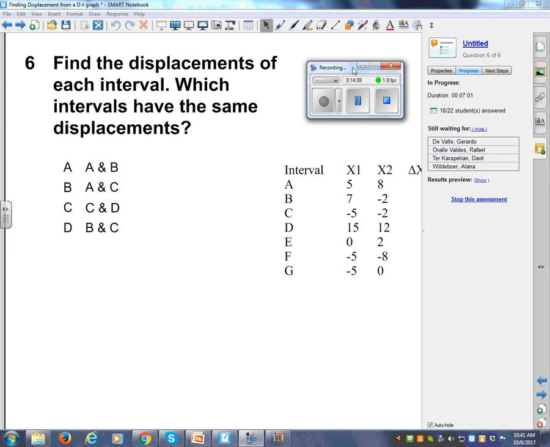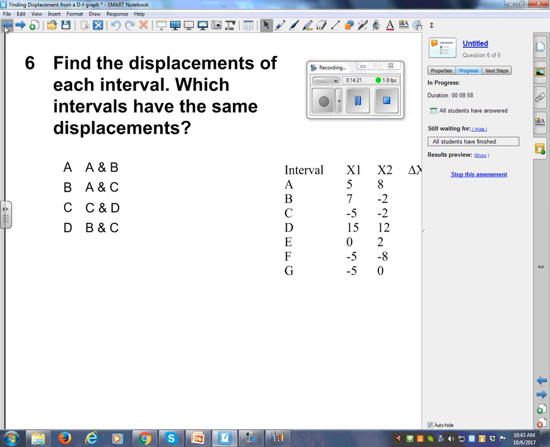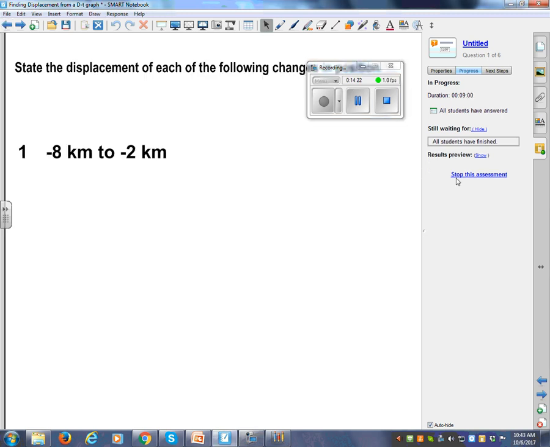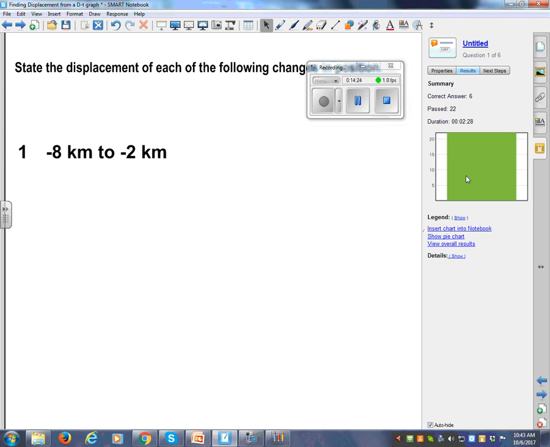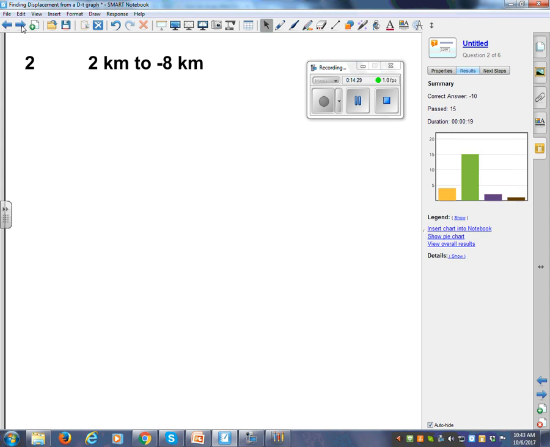Just a reminder for number 6, you have to pick which ones are the same, not similar. Have the same displacements. Let's see how we did. 100%, the answer is 6, right? Excellent. Oh, got a few different answers there.